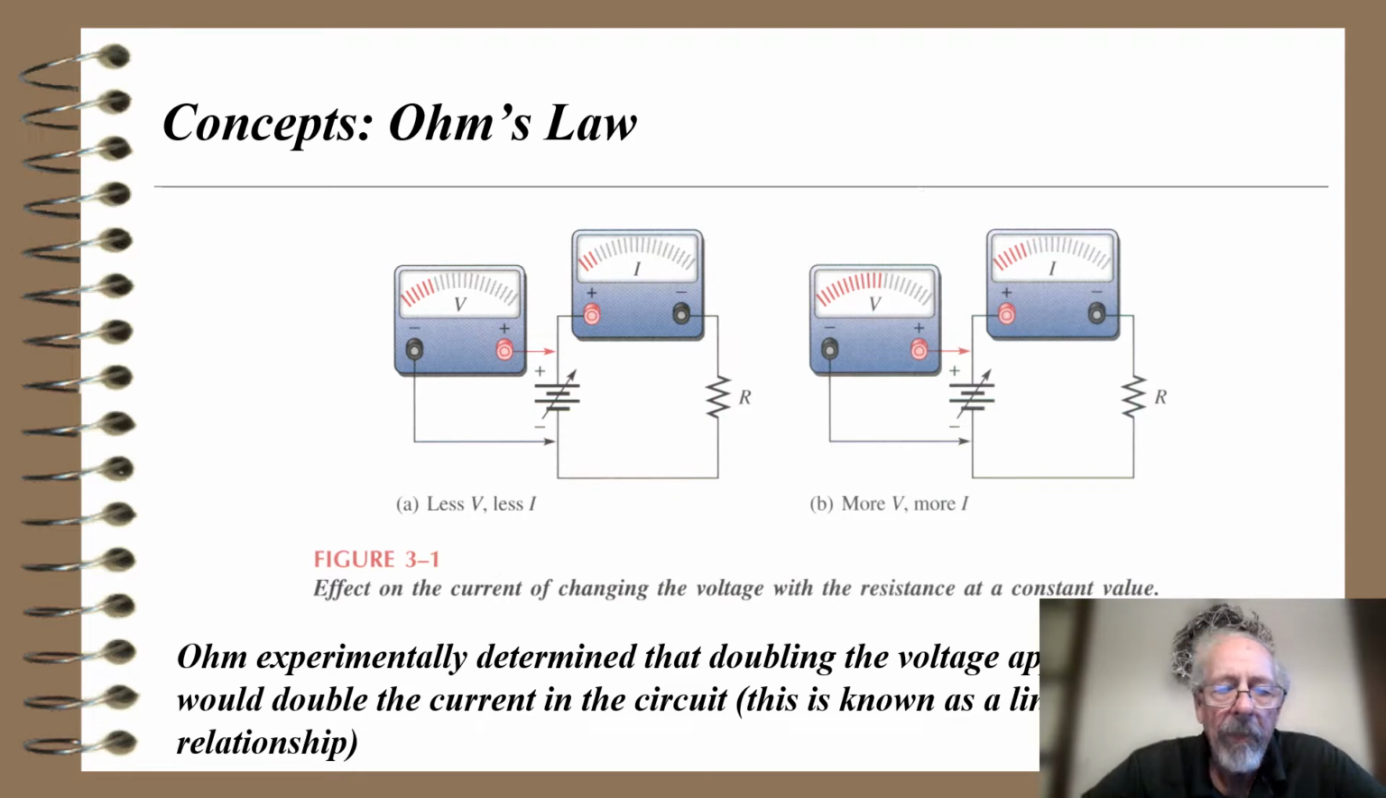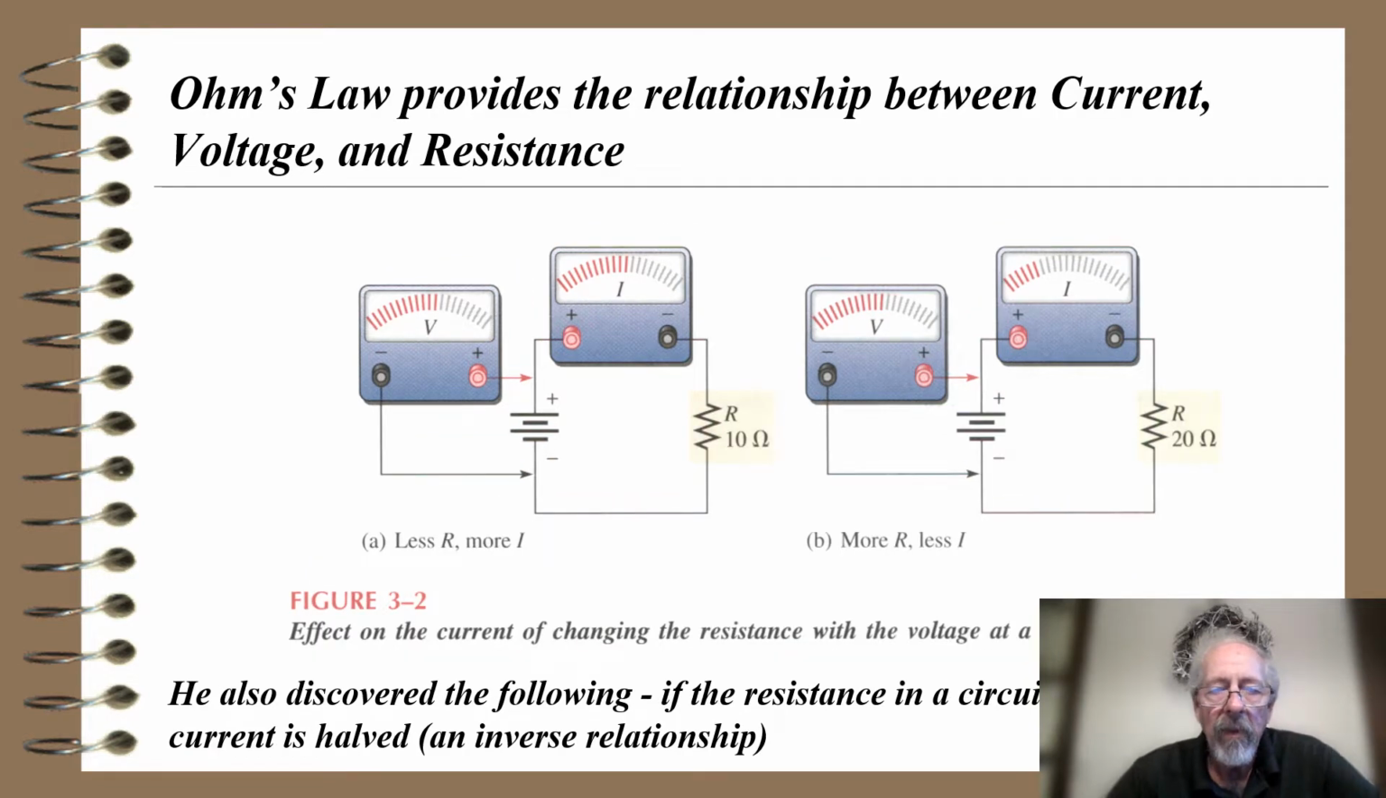So years ago, a fellow named Ohm experimentally determined that doubling the voltage applied would double the current in the circuit. And of course, this is known as a linear relationship. So Ohm's law, as it's understood today, provides a relationship between current, voltage, and resistance.